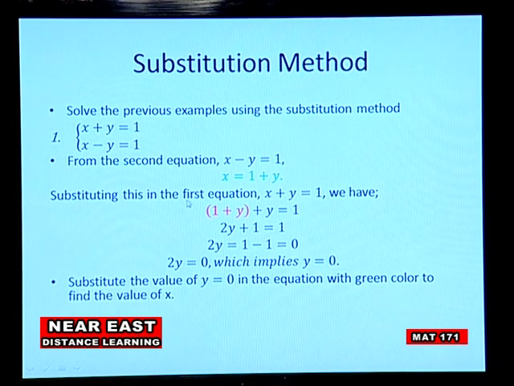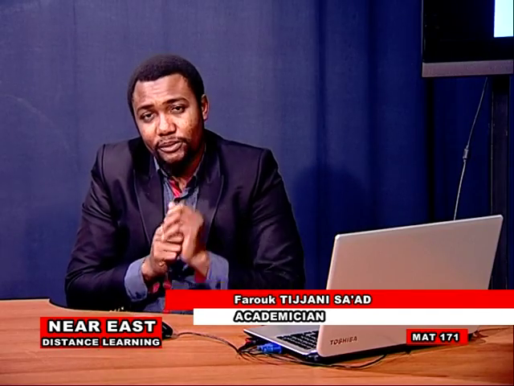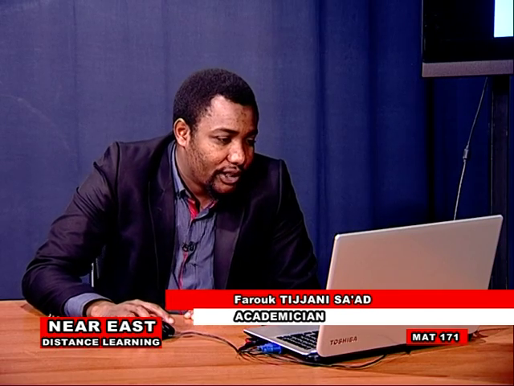So substituting this in the first equation, the first equation is x plus y equal to 1. But now you have changed, the value of x is 1 plus y. Remove x, put 1 plus y, and you have 1 plus y, which is in red here on the slide, plus y equal to 1. So you have 1 plus y plus another y equal to 1. y plus y, 2y plus 1. Well, you see now, you have substituted the value of x in the first equation. That is why it is called the substitution method.